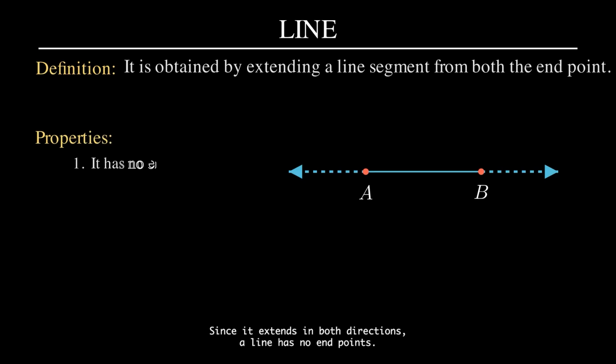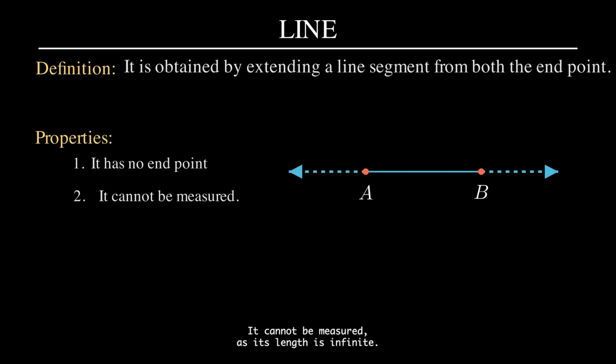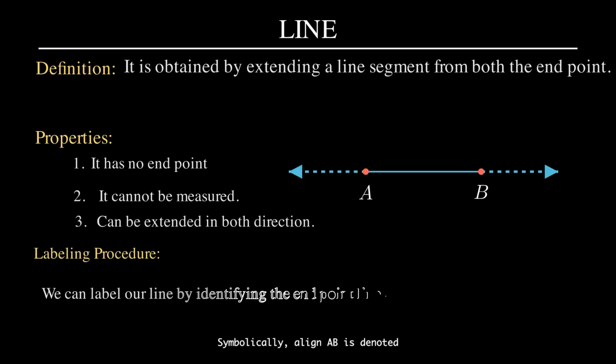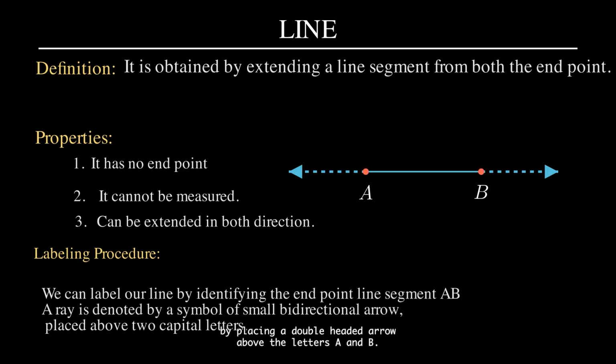Since it extends in both directions, a line has no endpoint. It cannot be measured, as its length is infinite. By definition, it can be extended in both directions. Symbolically, a line AB is denoted by placing a double-headed arrow above the letters A and B.